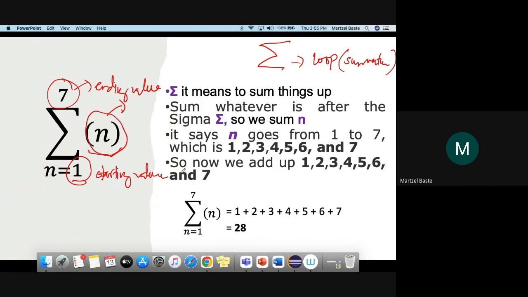So, 1, 2, 3, 4, 5, 6, 7. So now we add up 1, 2, 3, 4, 5, 6, and 7. Therefore, we have 28. So therefore, this formula right here or statement says that the numbers from 1 to 7 will be added and summed up and it yields 28. Nakuha, guys?